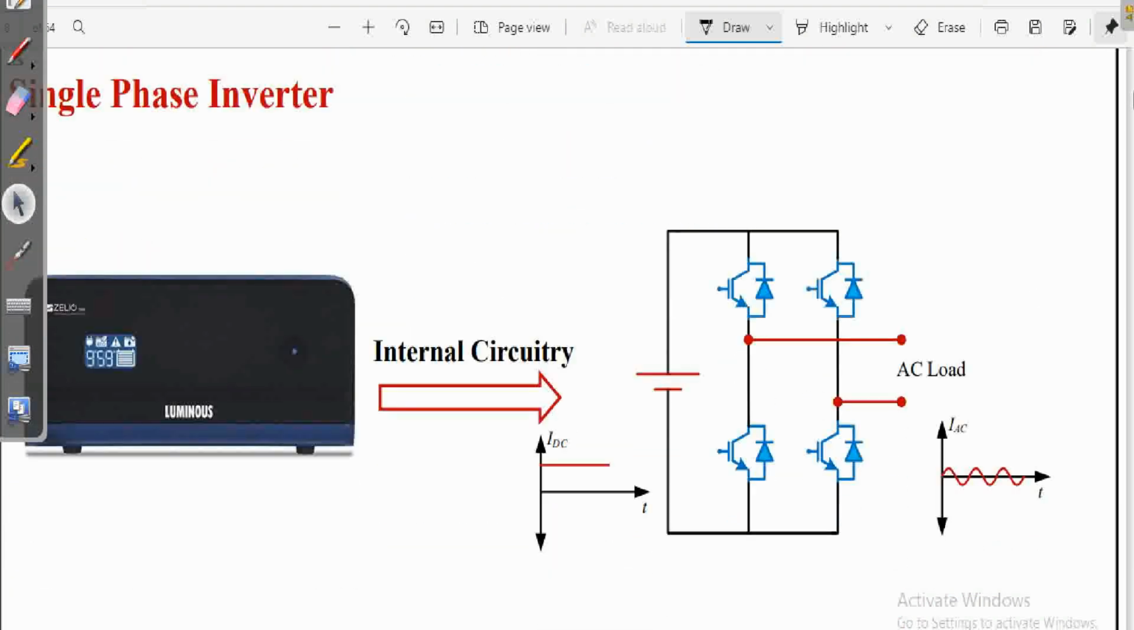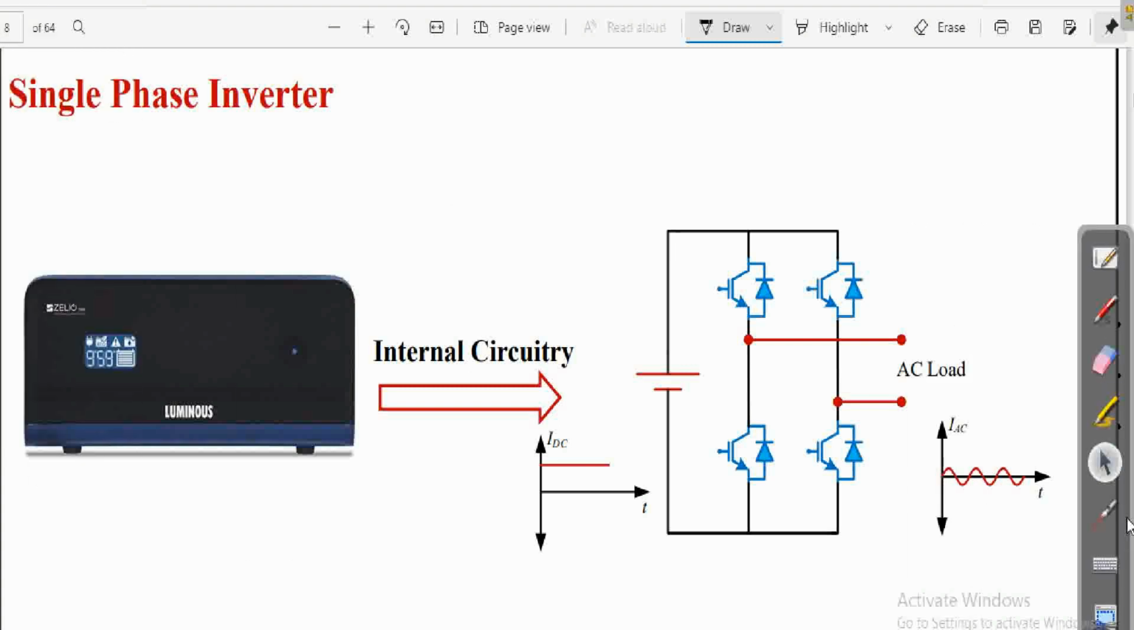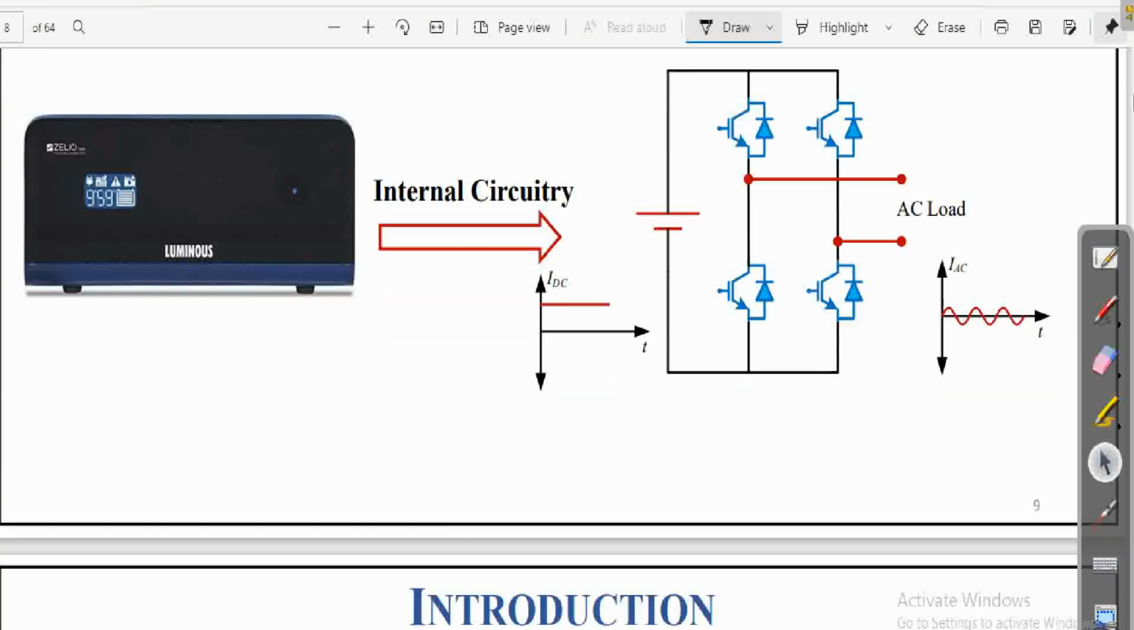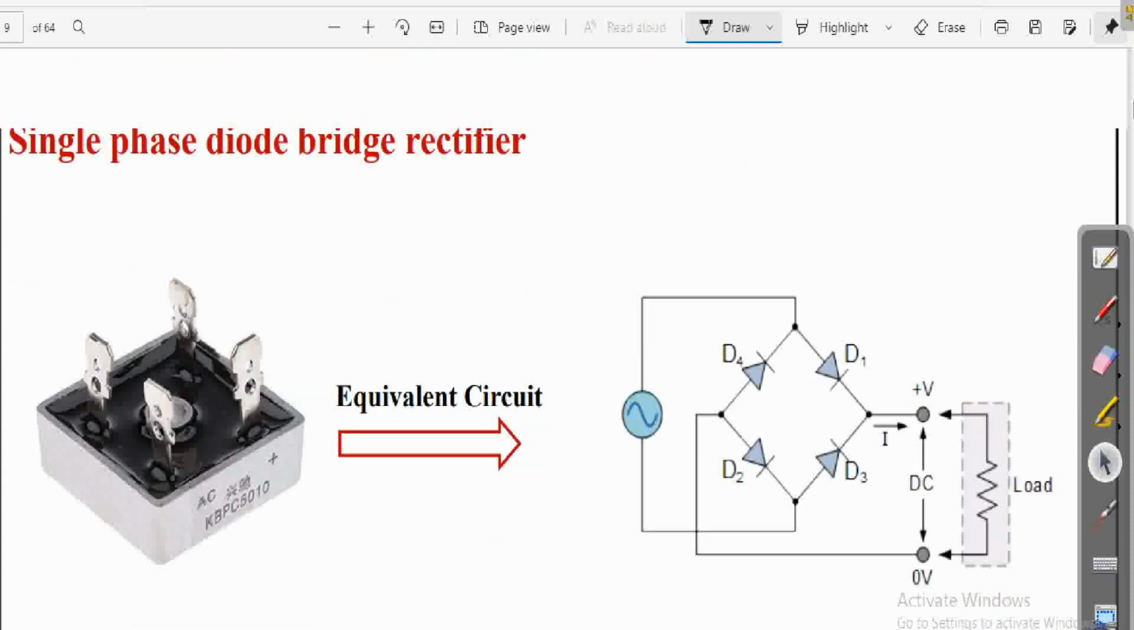And this is a single phase inverter and its internal circuitry. It has some diodes and BJTs. This is a single phase diode bridge rectifier.